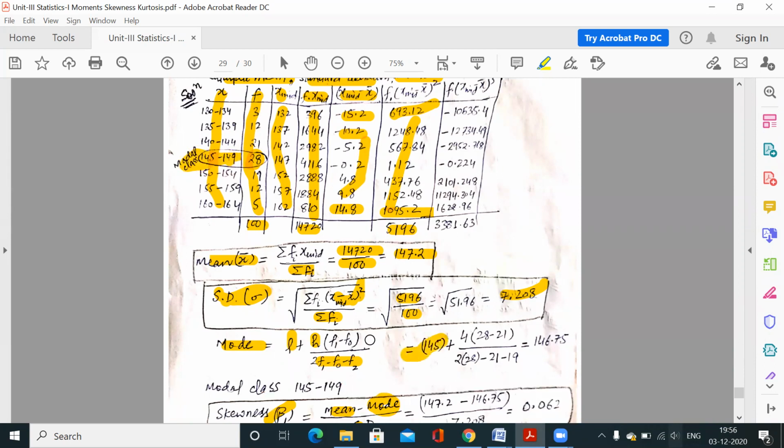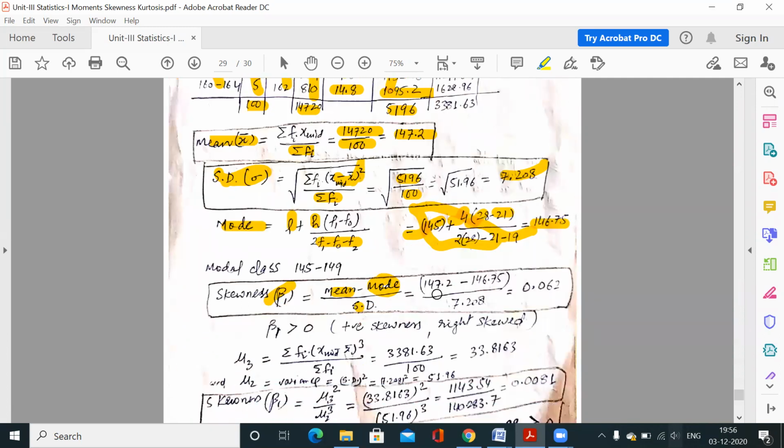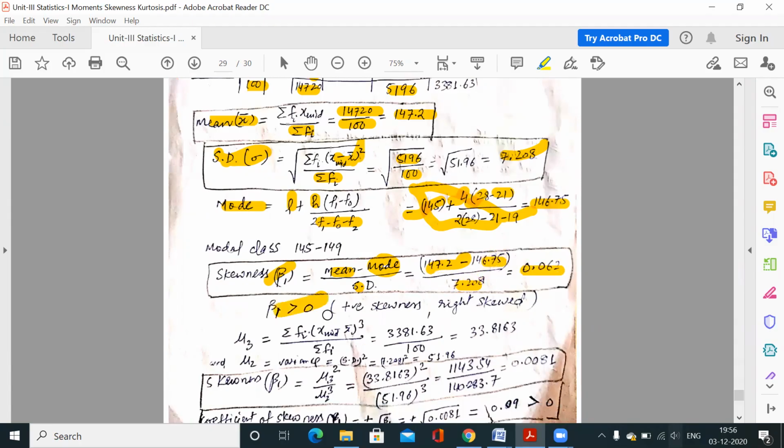L is the lower limit of this modal class, 145. h is the interval difference, so 145 to 149 difference is 4, so we have to take the positive difference. Next, f1 minus f0: f1 is 28 and f0 is the previous frequency, 21, and in 2f1 minus f0 minus f2, f2 is the next frequency, 19. Based on this you already know how to calculate the mode. So this is the mode. After substituting all the values, mean, mode and standard deviation, this is the skewness. So beta 1 is greater than 0, so positively skewed, that means right skewed.